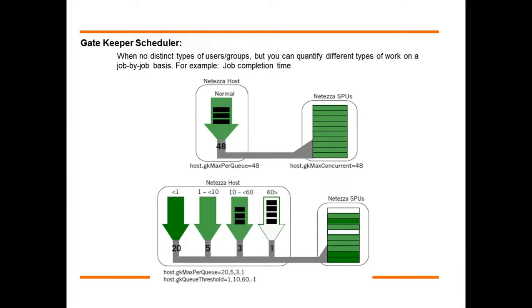I'm taking all in a single queue. Instead of that, I divide the queue into multiple queues, so the numbers might not match up here. Less than 1 minute jobs, I'll allow 20. Jobs which are completing between 1 minute to 10 minutes, I allow only 5. Jobs which are going to complete between 10 minutes to 60 minutes, I allow 3. Jobs which are completing in more than 1 hour, I allow 1. So if a job comes with a query estimation of like 2 hours, it will wait in the queue till this completes. You see what we are doing?